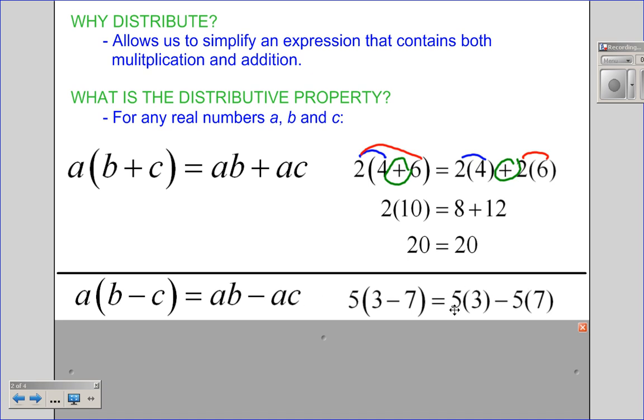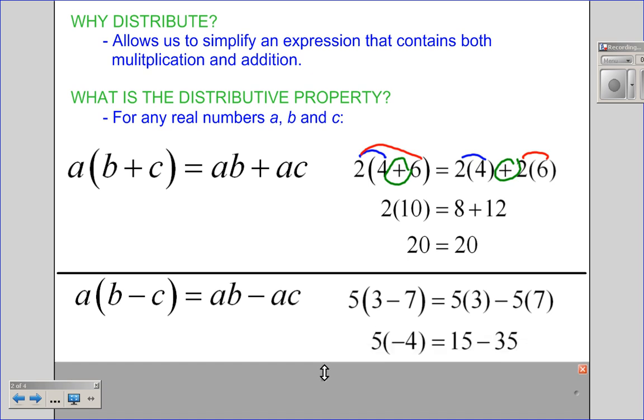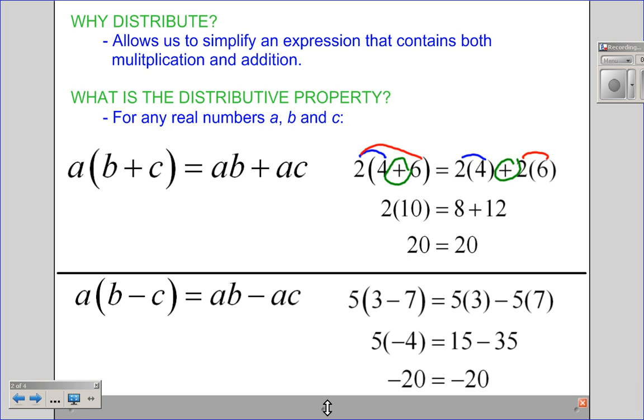So another worked out example, if we take 5 times the quantity 3 minus 7, would be the same thing as 5 times 3 minus 5 times 7. 5 times negative 4, is that the same thing as 15 minus 35? And sure enough, negative 20 does equal negative 20. So that is the distributive property.